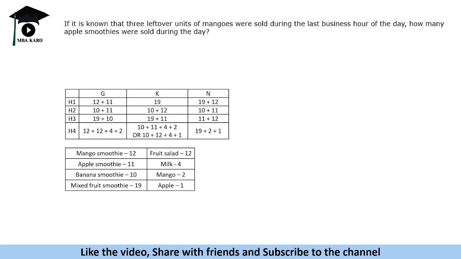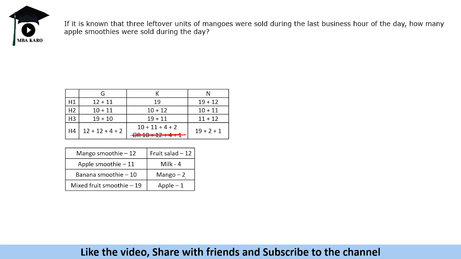Next is, if it is known that 3 leftover units of mangoes were sold during the last business hour of the day, how many apple smoothies were sold during the day? So we have to find how many apple smoothies were sold. 3 leftover units of mangoes means this should come 3 times in the last hour. So we will not accept this case, because in this case there is no leftover mango. So this is the scenario.